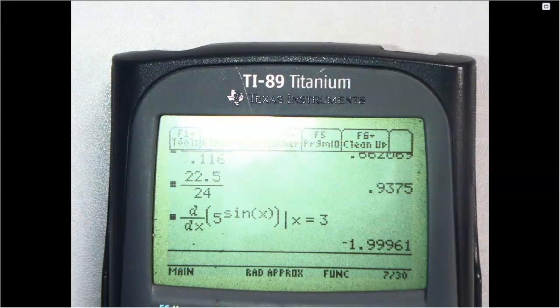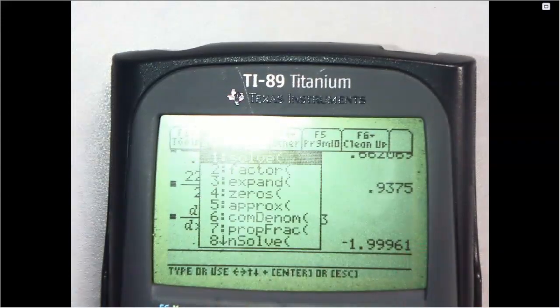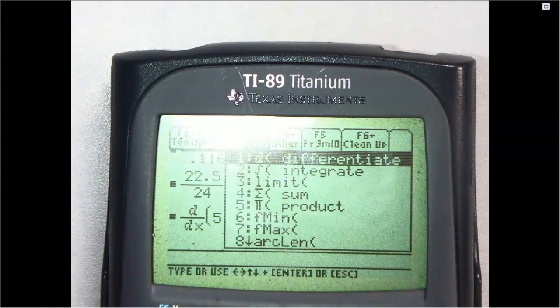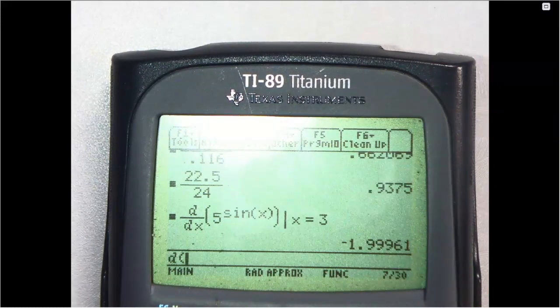So you're going to go F3 for calculus, differentiate, and that's like the d/dx part. 5 to the sine of x. So you don't type the y equals. We're going to take the derivative of 5 to the sine of x. And then I'm going to tell the calculator what variable. So you hit comma, and then you hit x. And you close the parentheses. Don't hit enter. Don't hit enter.